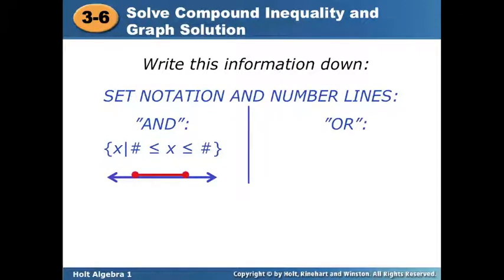Sketch this graph on your paper. An and compound inequality will always graph to where it's shaded to the inside. This would be like saying, I'm going to have a burger and fries for dinner. You're going to have both, so everything's included.